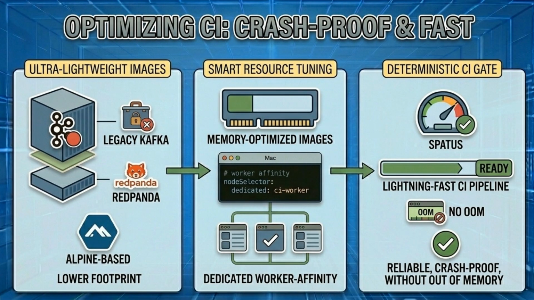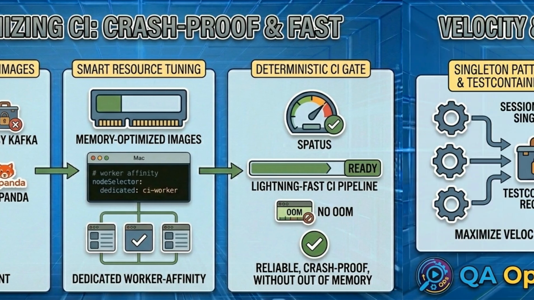To keep your footprint minimal and avoid the OOM killer, you must be watching your resources. Use lightweight Alpine-based images for your infrastructure and replace resource-heavy legacy Kafka with Redpanda, a high-performance alternative. By combining dedicated worker affinity with memory-optimized images, you ensure your CI gate remains deterministic, lightning fast, and completely crash-proof without going out of memory.